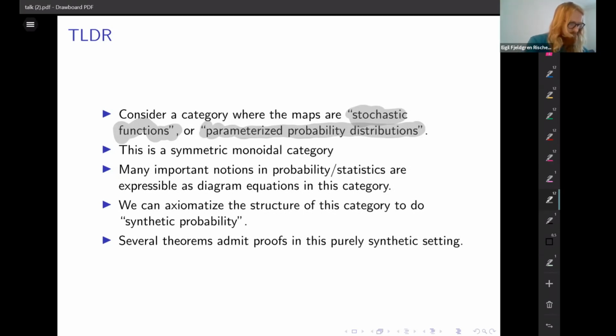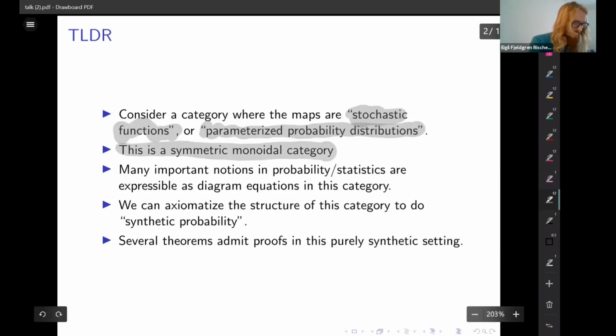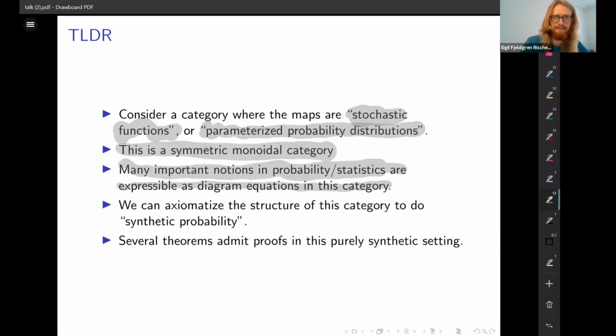The reason this idea of Markov categories makes sense is that this is a symmetric monoidal category, and a lot of notions from probability theory or statistics can be worked out, defined as diagram equations in this category, or in categories of this form. We're going to see a lot of examples of that.